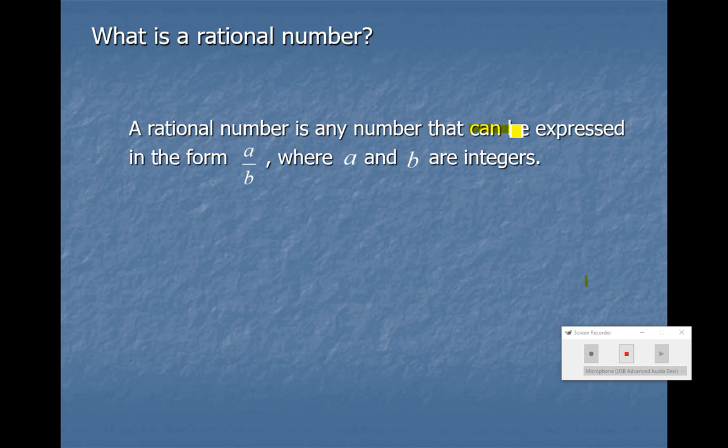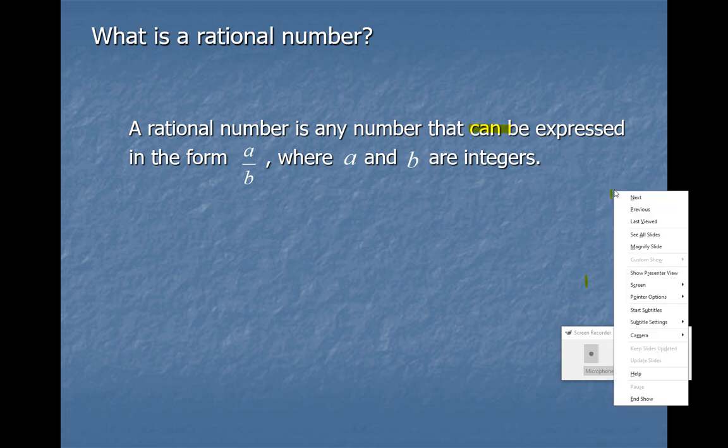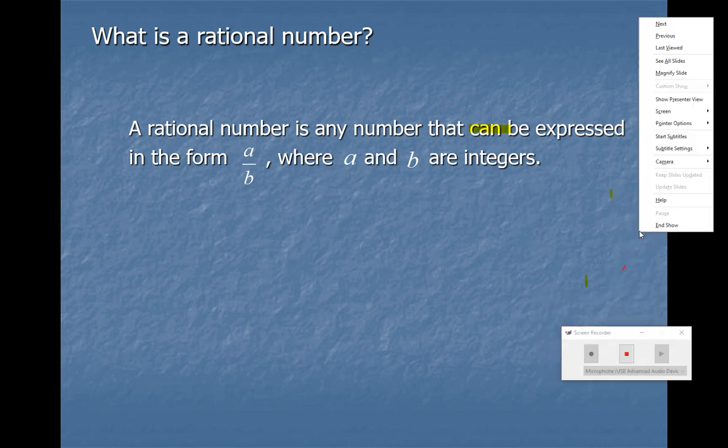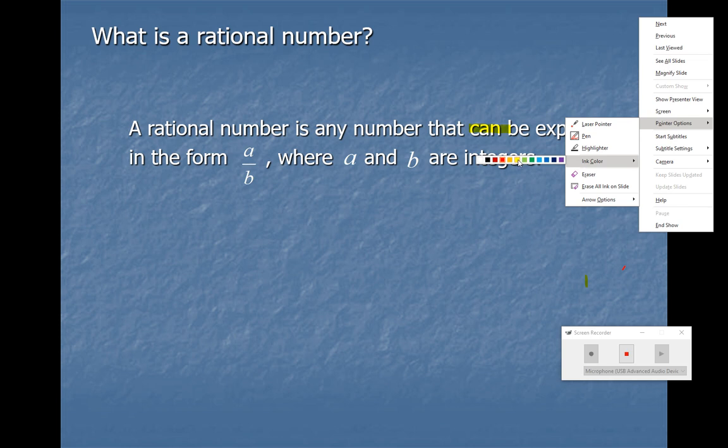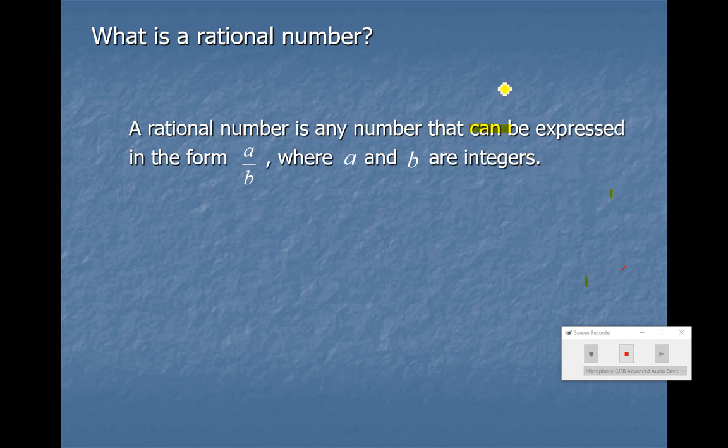My best example for that, and I'm going to switch to the other pointer here, pen, and I need a great color here. I'll use yellow. For instance, the number 5 is a rational number, but it doesn't look like it. How could I write 5 as a fraction that's a over b? Like 5 over 1. 5 over 1. So that's what that word is in there.